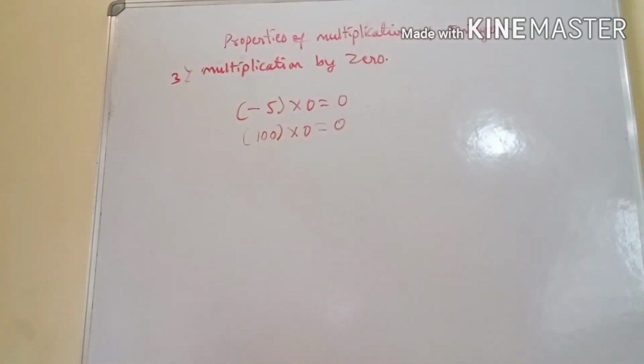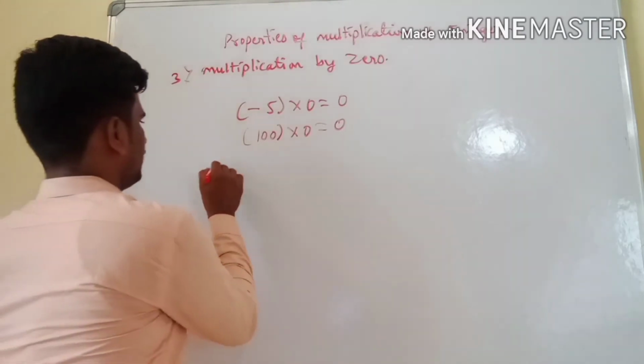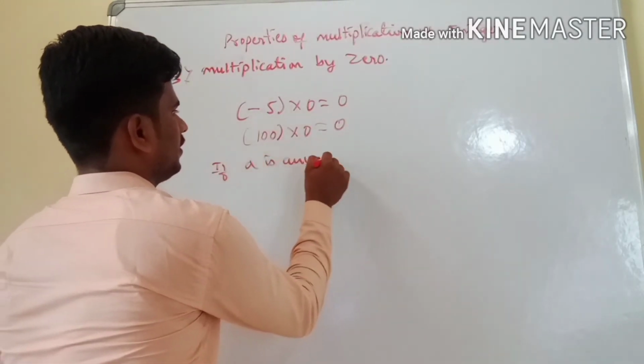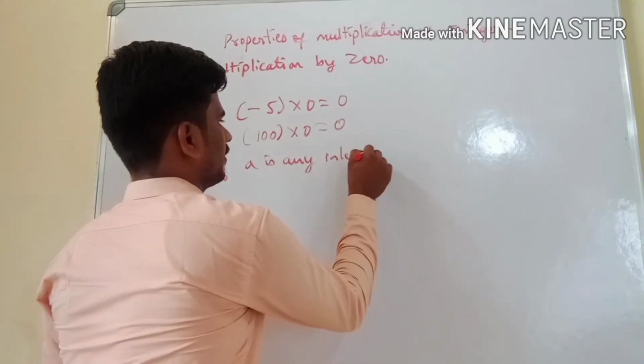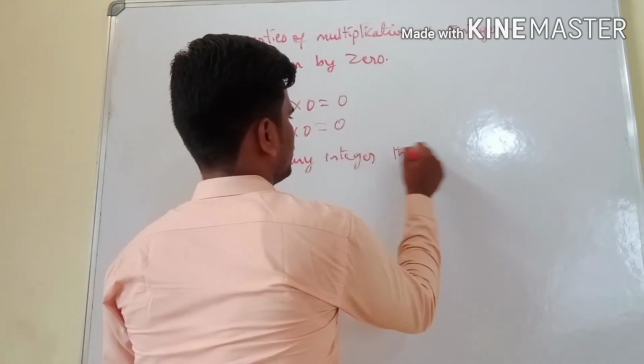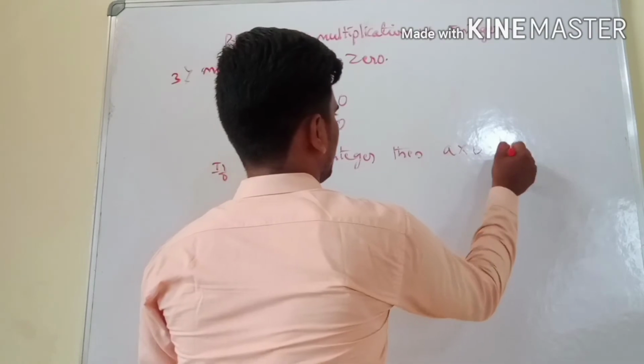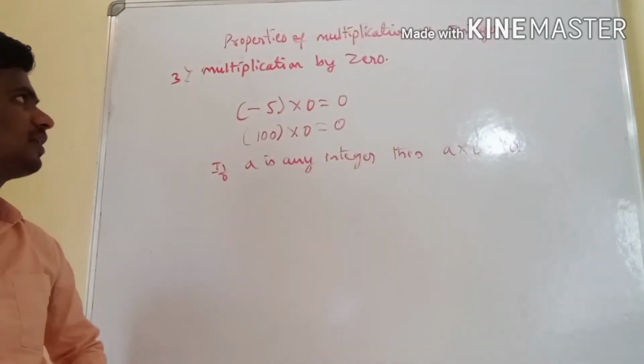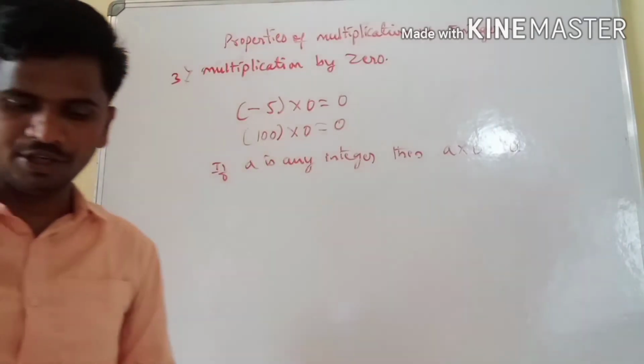It means in general we can write, if a is any integer, then the product, that is a into 0, is always 0. This is the property, that is multiplication by 0.